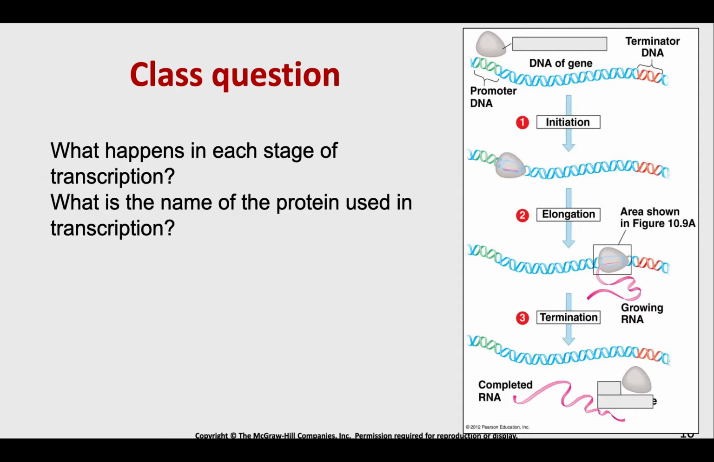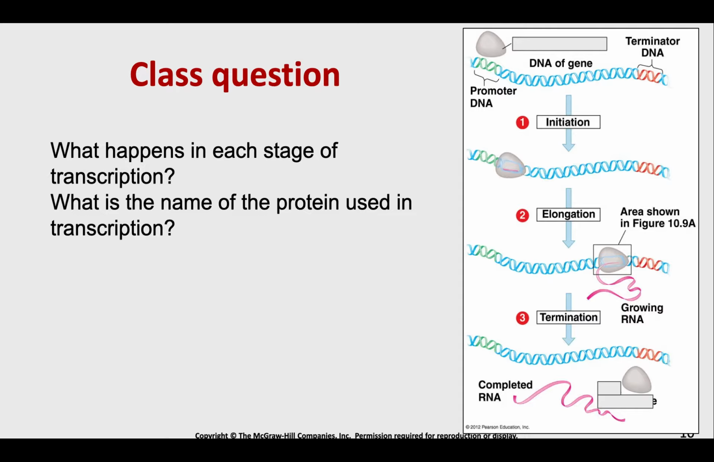All right, so let's go through this. What is the first stage in transcription? Initiation. And what happens in initiation? RNA polymerase attaches to the DNA. Yeah, RNA polymerase is going to attach to the DNA at what site in the DNA? The promoter sequence, yes. All right, so we have attachment at this point.